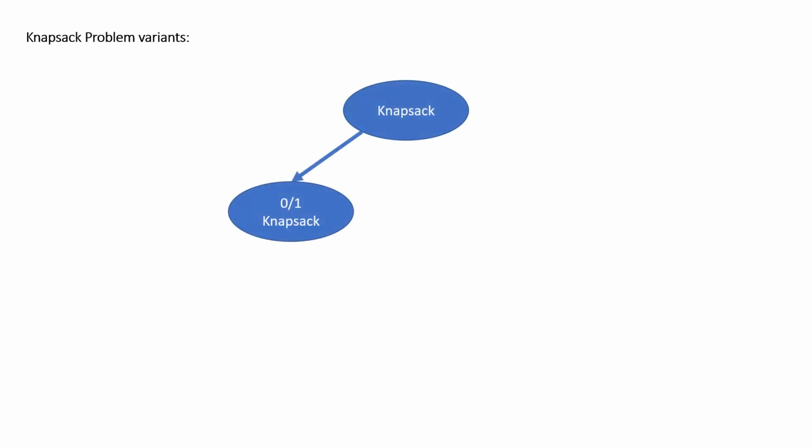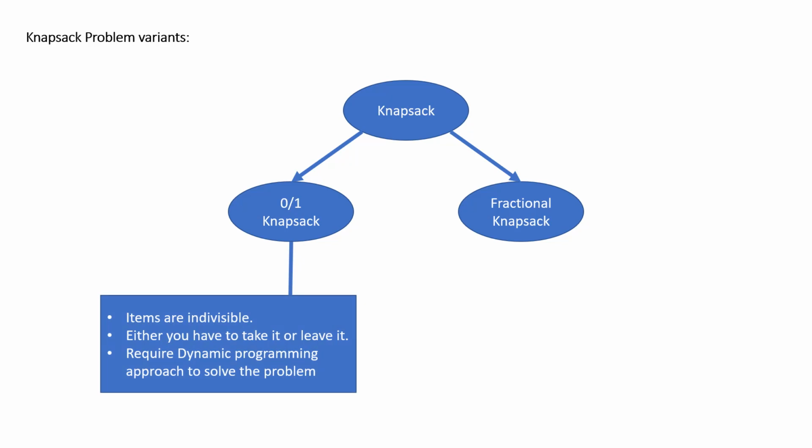Knapsack problem variants. The knapsack problem has two variants. One is the 0-1 knapsack problem, and the second is fractional knapsack. The problem which follows these properties comes under the 0-1 knapsack problem, where items are indivisible. You cannot take a fraction of any item. So you have to take only the binary decision. Either you take it or leave it. That is why it is 0-1, which requires a dynamic programming approach to solve this problem.